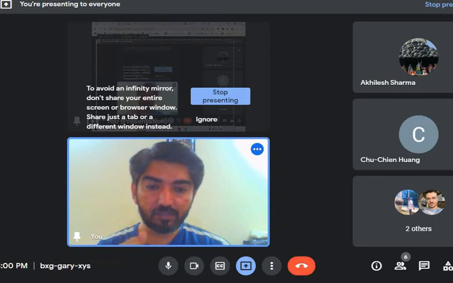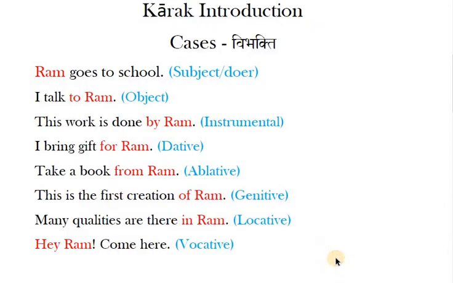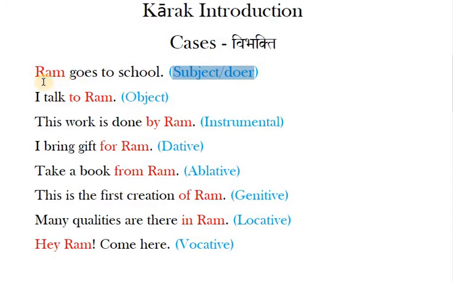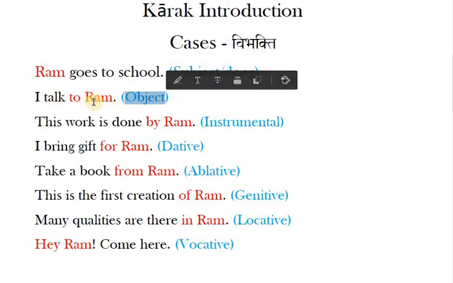Pay attention now. On the screen you can read this sentence, Rama goes to school. What is the subject or doer? You already understood. The red color marked word, Rama, is the subject. He is doing the action. It is called subject. Second sentence, I talk to Ram. Here I is the subject, talk is the action, and with whom? To Ram. So here Ram is considered to be the object.